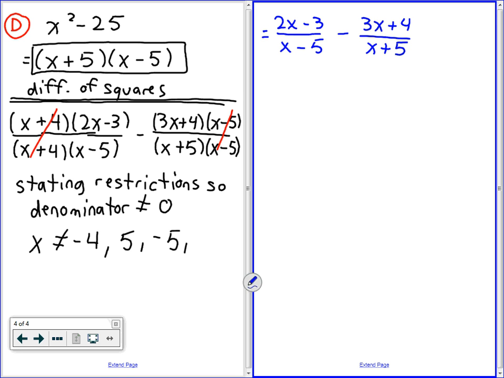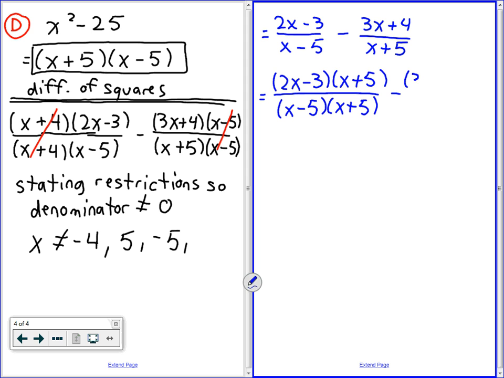Now, just before you give up, do not give up. If you look back, you had like 1/2 plus 1/3. What did you do to get a common denominator? If you had like 1/2 plus 1/3, what did you do to get a common denominator? Yeah, so that's all we're going to do here. We're just going to multiply whatever's here by whatever the denominator is there. Okay? So it's going to change to 2x minus 3, x plus 5, all over x minus 5, x plus 5, minus 3x plus 4, x minus 5, all over x plus 5, x minus 5.